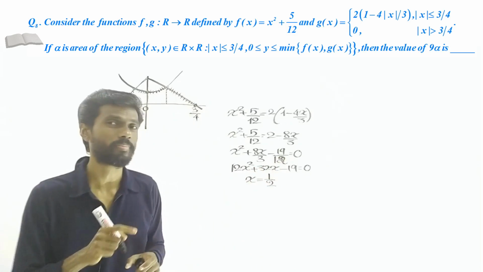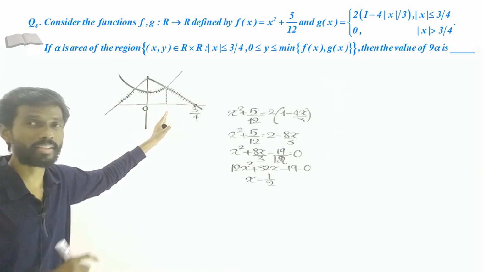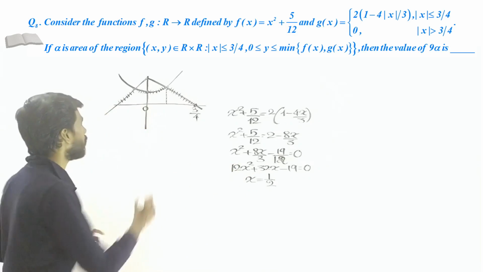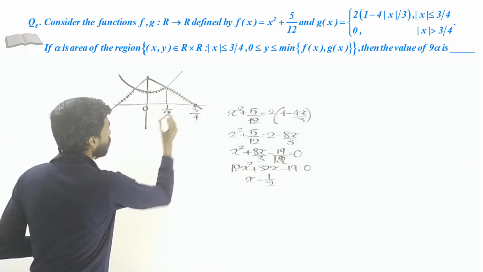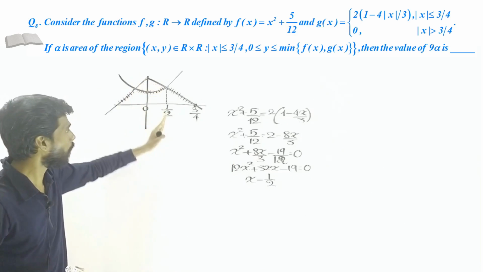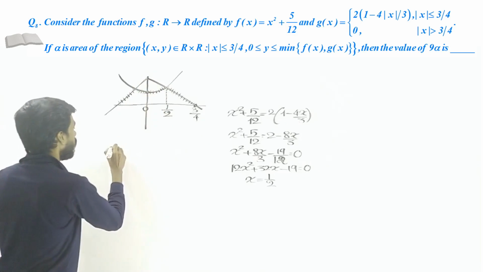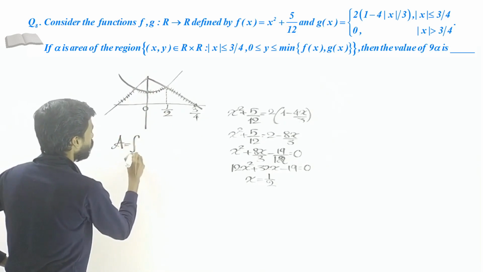There is one more root, but that is not required. The other root is negative, but we are only calculating the positive root. So x equal to 1 by 2, so that is the value. Okay, so 0 to 1 by 2, it is area below that parabola. 1 by 2 to 3 by 4, it is area below that modulus function. So that means our required area is 0 to 1 by 2.